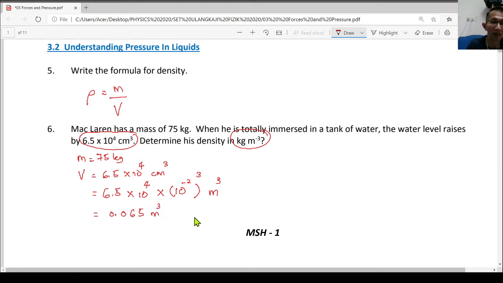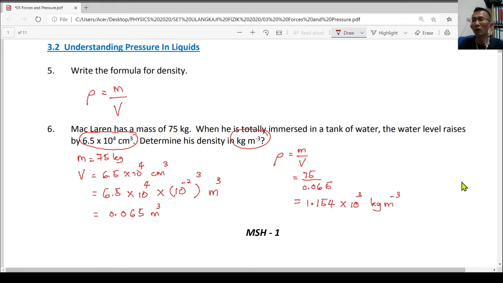Okay, so that is the volume of McLaren's body. So let's calculate the density. Density equals mass over volume. The mass is 75 kilogram. Volume is 0.065. Alright, so you will end up with 1.154 times 10 to the power of 3 kilogram per cubic meter.